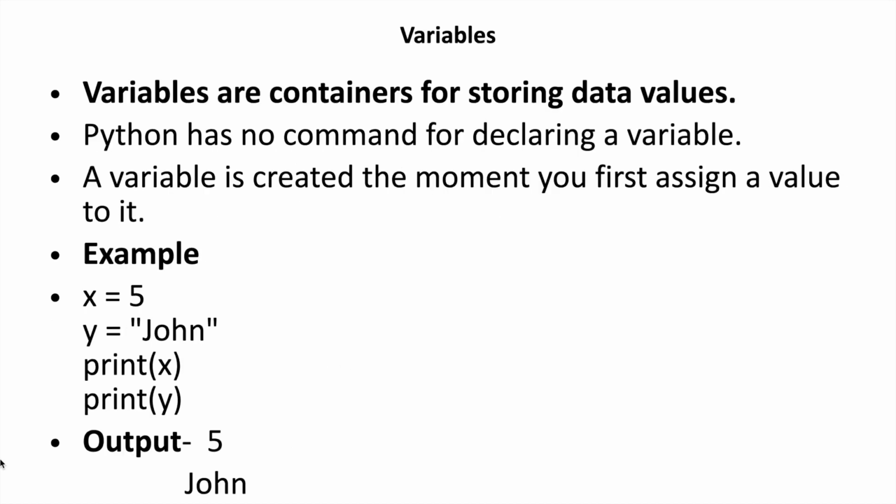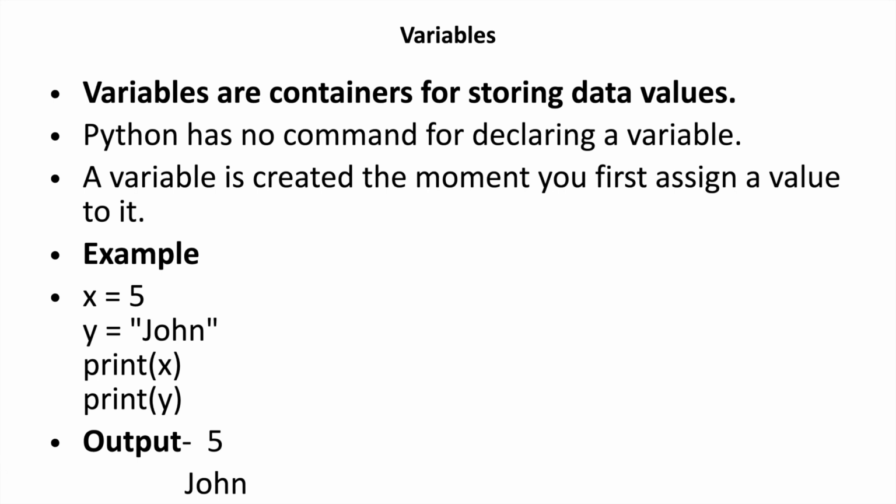Okay. Next, variables. Variables are nothing but containers for storing data values. A variable is a location in the memory where you are going to store your values. It is going to assign some memory for your values. Python has no built-in command for declaring a variable. Once you assign the value, the variable is automatically created when you first assign a value to it.